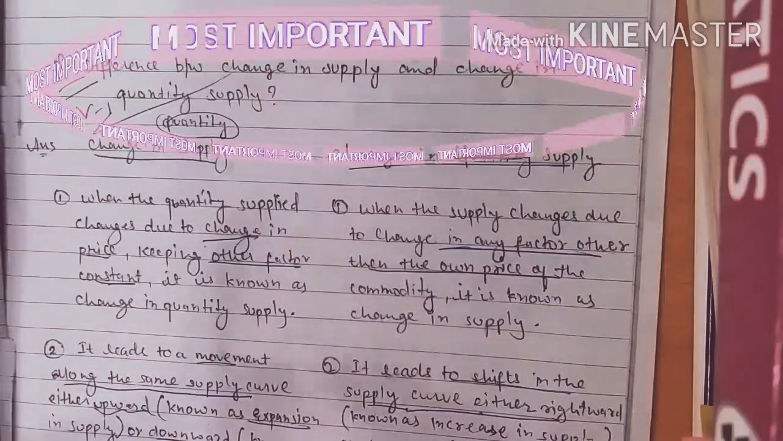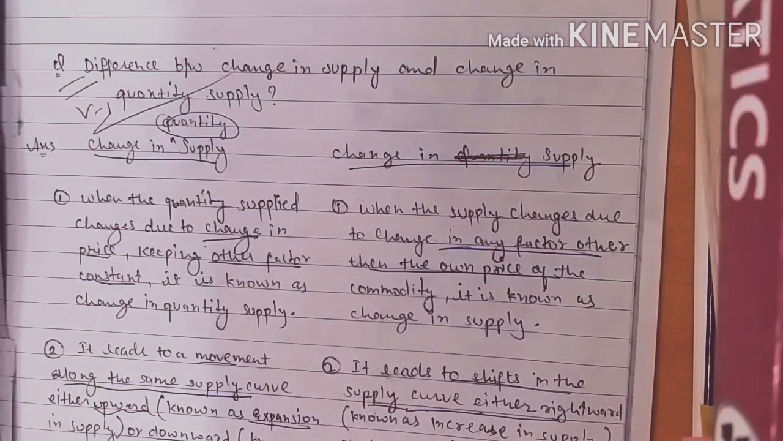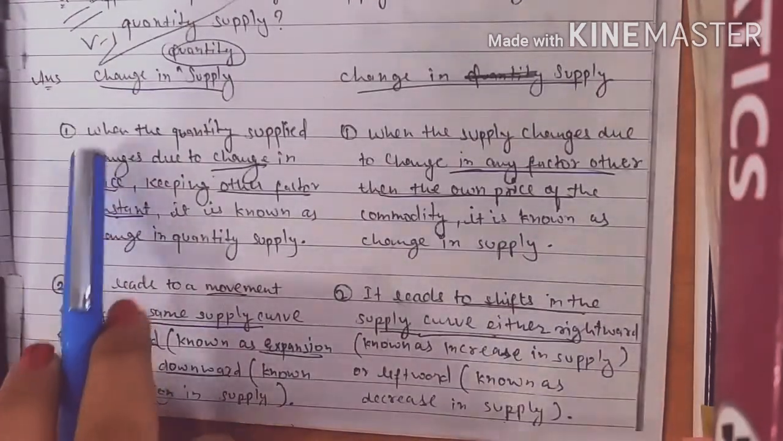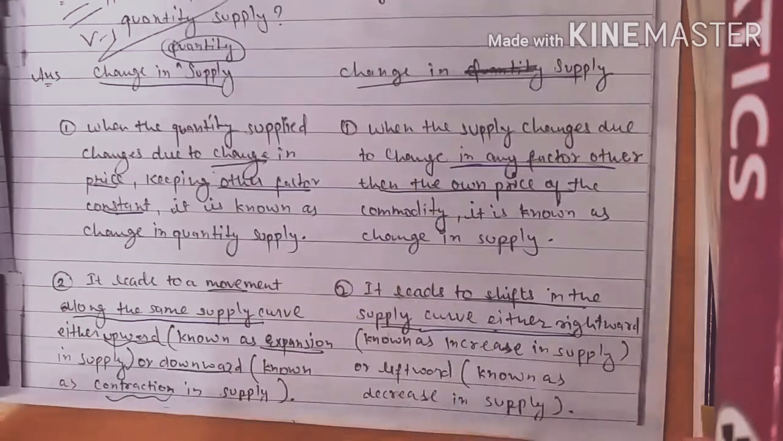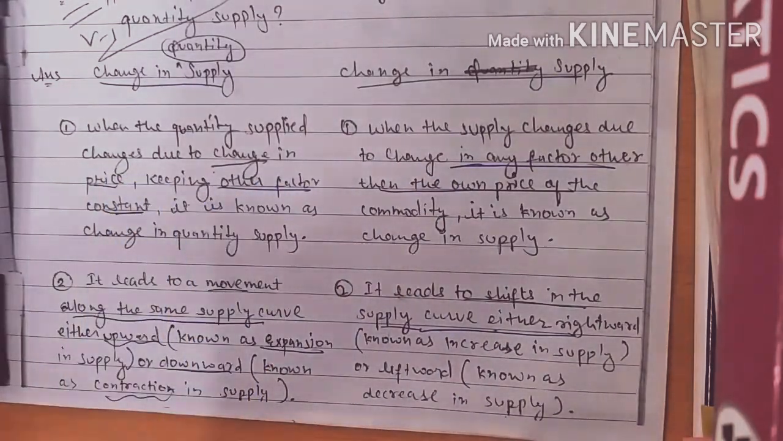So the most important question is here: difference between change in supply and change in quantity supplied. When the quantity supplied changes due to change in price, keeping other factors constant, it is known as change in quantity supplied. When supply changes due to change in any other factor than own price of the commodity, it is known as change in supply.